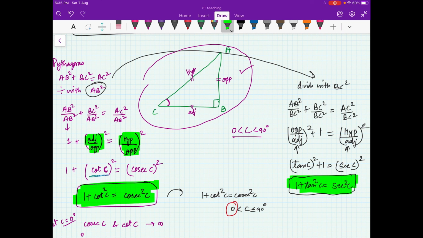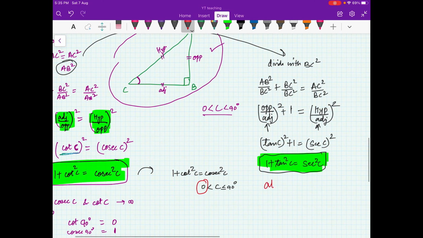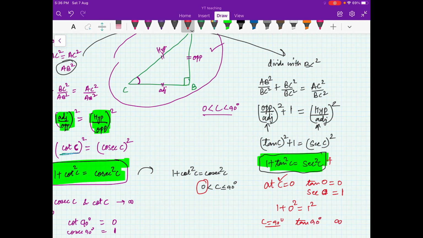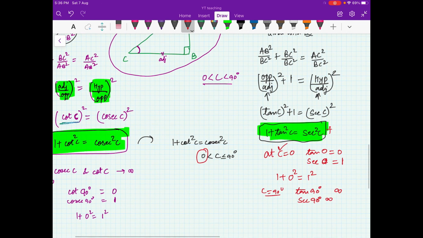So again here you see at C is equal to 0, tan is 0 and secant is 1. Tan 0 is 0 and secant 0 is 1. In that case 1 plus 0 squared will be 1 squared. So for C is equal to 0, this is true. And for C is equal to 90 degrees, tan is not defined, infinity, and secant is also infinity. So we will not talk about that angle. We don't consider it at 90 degrees. So we write it like this: C between 0 and 90 degrees, right?